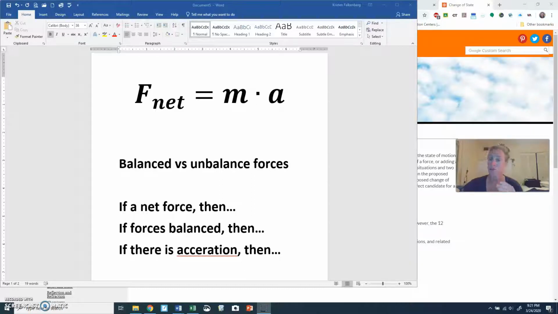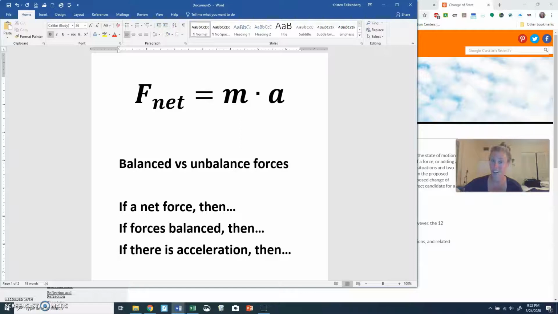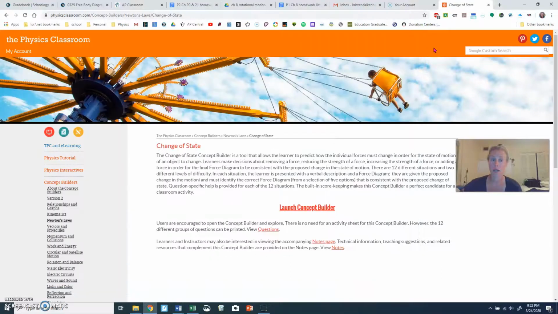Some questions I always ask myself when I see Newton's second law. If there is a net force, then what? If forces are balanced, then what? And if there's acceleration, then what do we have? My hope is that you will be able to answer those questions. If not, come to me during office hours tomorrow or Thursday or Friday, and that's 1 o'clock your time to 3 o'clock your time.